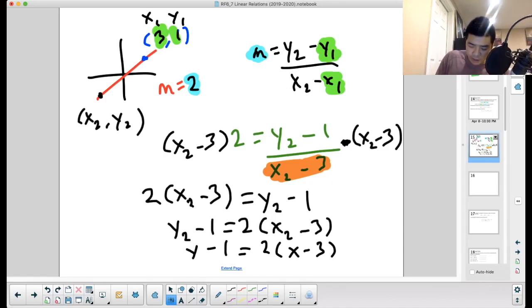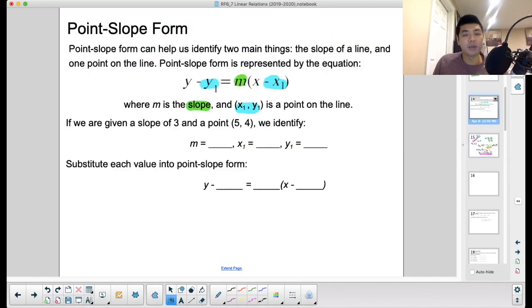And that represents this line right there. That's the equation for that line, just because we are given two pieces of information. We're given a point on the line and we're given the slope. So let's go back and compare that to exactly what we're discussing right now. We have y minus y1 is equal to m times x minus x1.